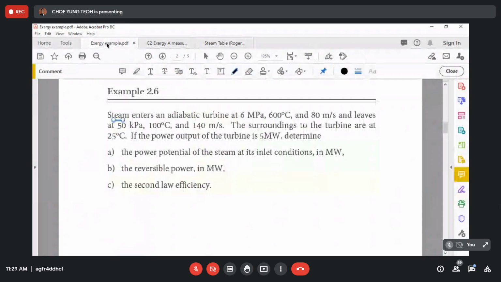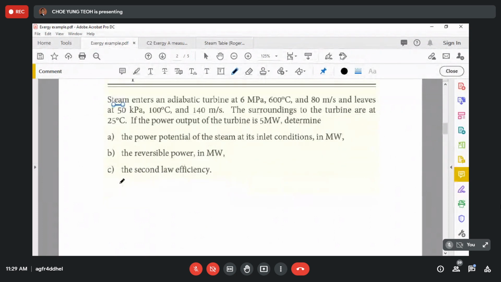And then we come back to our example. Maybe give you 1 minute to get it. Okay, so steam. When you see steam, it is not ideal gas anymore. And then it enters an adiabatic turbine. Adiabatic here refers to no heat transfer across the turbine wall. Okay, so we can consider it as an isolated system. No heat loss. And at 6 megapascal, 600 degrees Celsius and 80 meter per second.